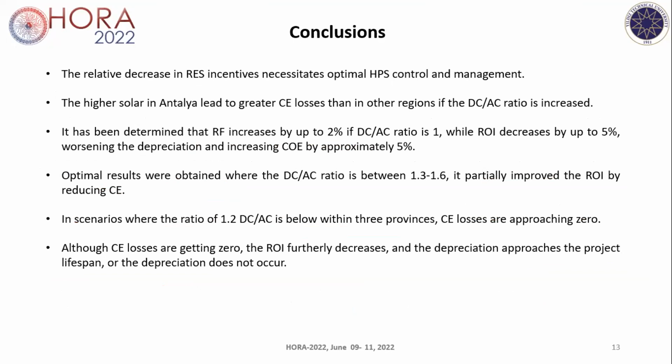Relative decrease in renewable energy incentives necessitates optimal HPC control and management. Higher solar in Antalya leads to greater clipping energy losses than other regions. It's determined that RF increases only up to 2% if the DC-AC ratio is 1. The optimal result obtained for each region, for all regions, is 1.3 or 1.6. It partially improved the return of investment.